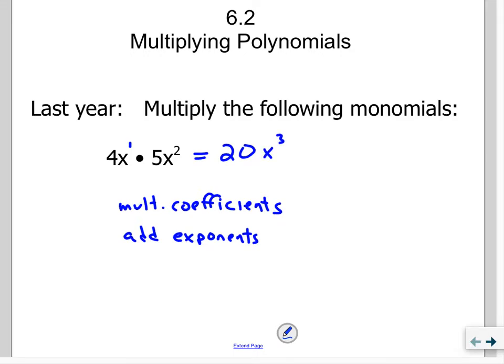The reason why that works is that if you do x times x squared, remember x squared is really x times x. And if you multiply it by another x, you're multiplying 3 x's. And that's where we get x to the third from. So that was last year.